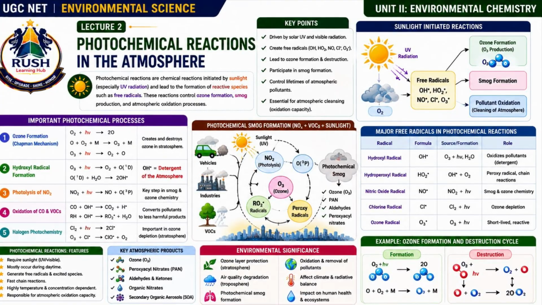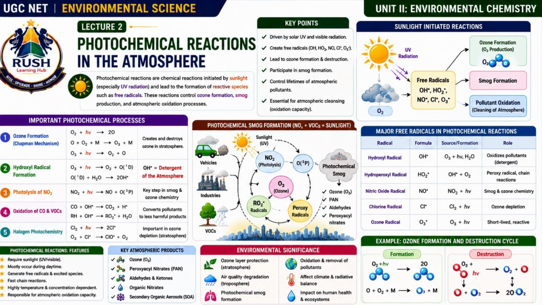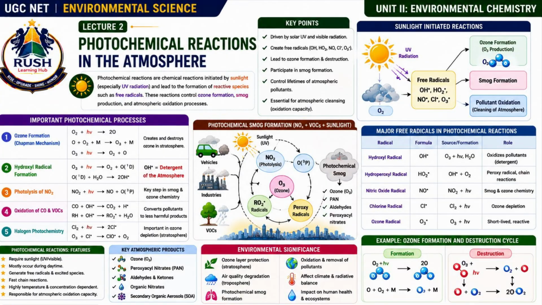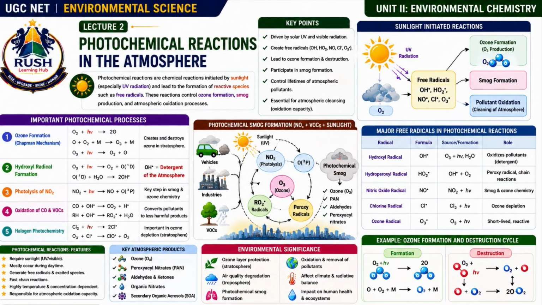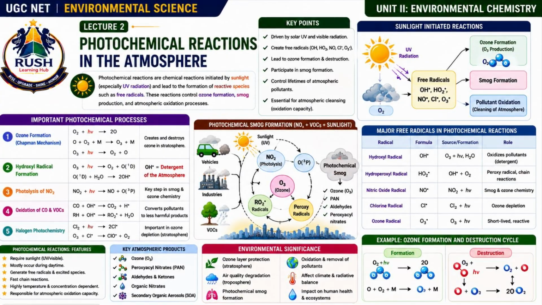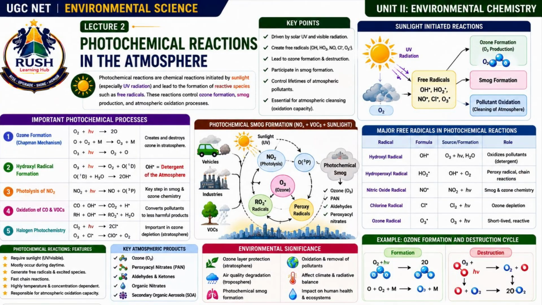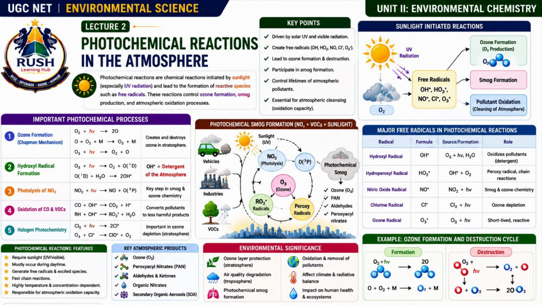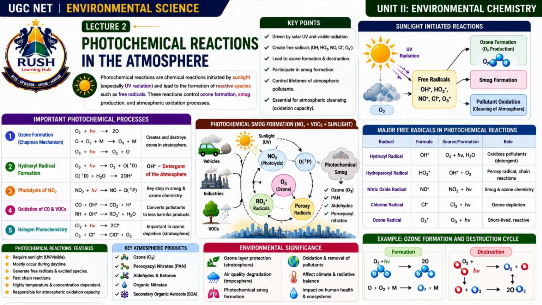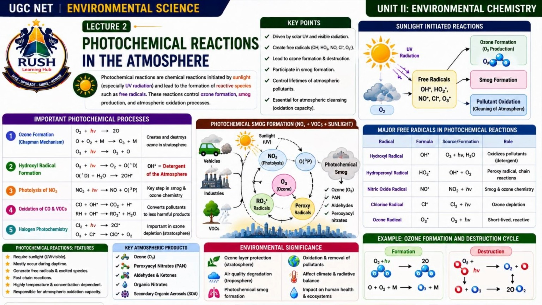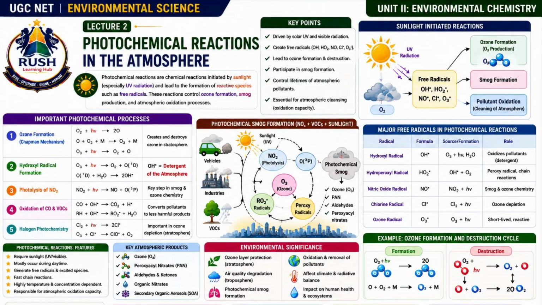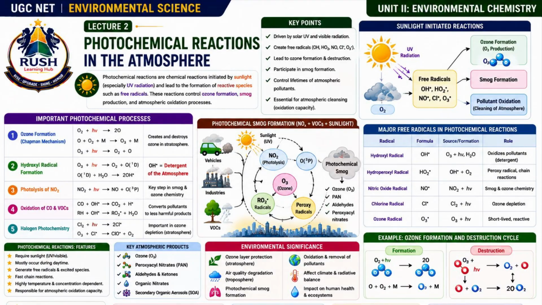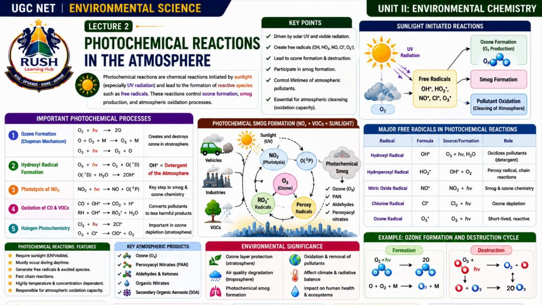Photochemical reactions are initiated by sunlight. Nitrogen dioxide photolysis is the key step in tropospheric ozone formation. Hydroxyl radicals are known as the detergent of the atmosphere. Photochemical smog forms through reactions involving nitrogen oxides, VOCs, and sunlight. Ozone is beneficial in the stratosphere but harmful in the troposphere. Photochemical reactions produce secondary pollutants such as ozone and PAN.